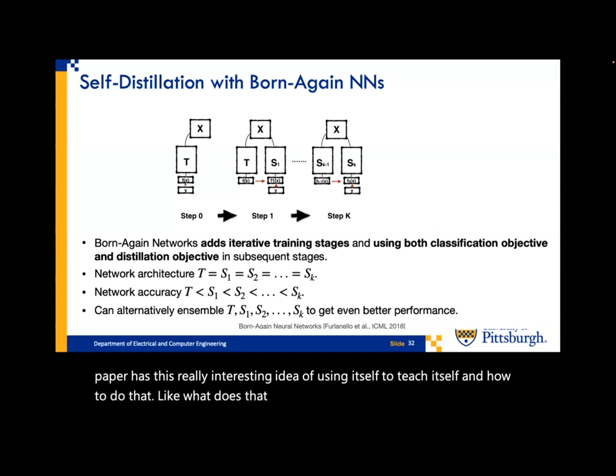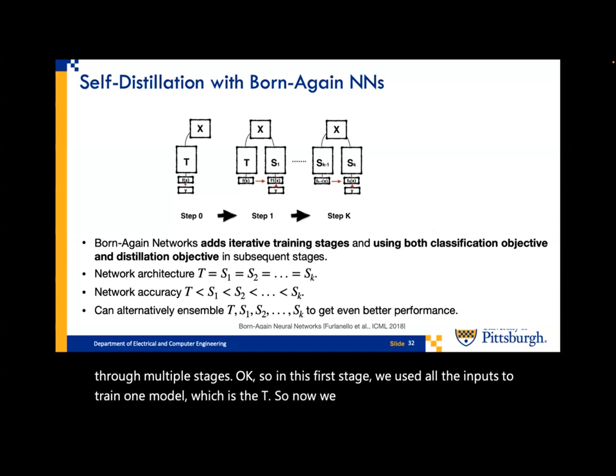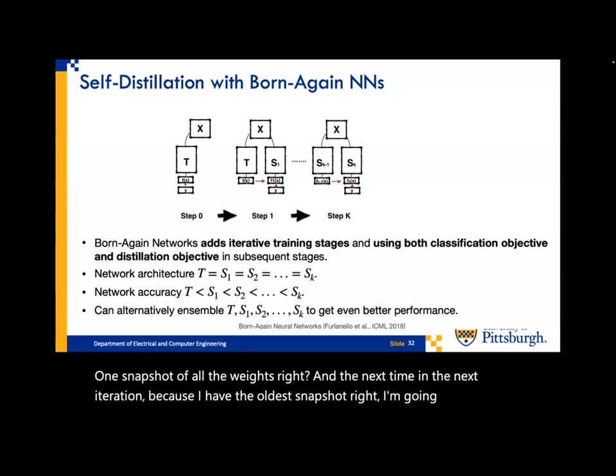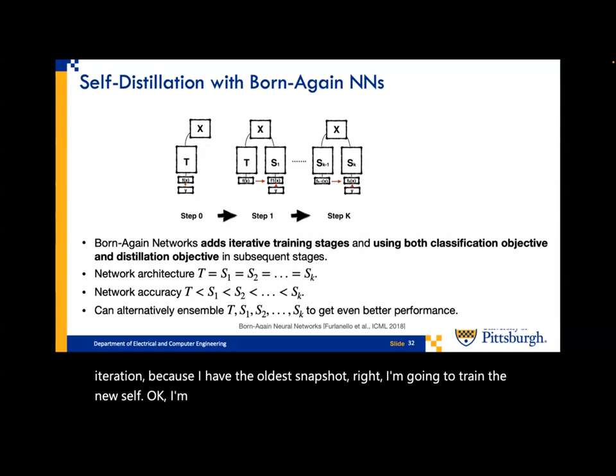When we are training, we go through multiple stages. In the first stage, we use all the inputs to train one model, which is the T. So now we have one model with one snapshot of all the weights. And in the next iteration, because I have the older snapshot, I'm going to train the new self. I'm evolving myself. I'm going to train another copy of myself.